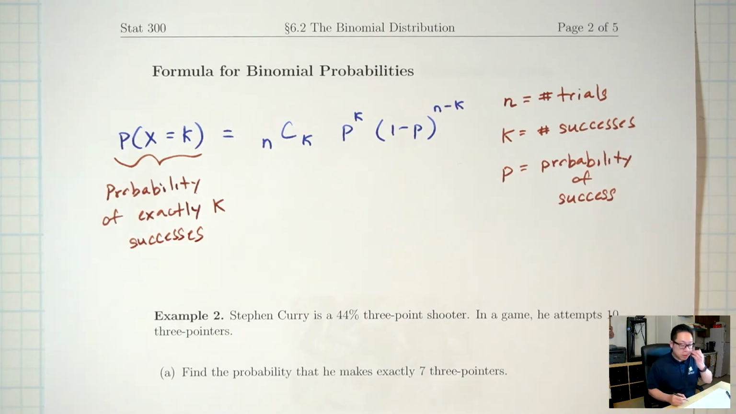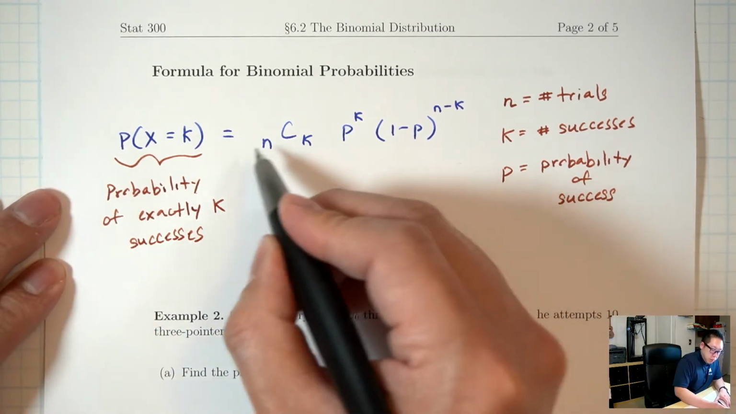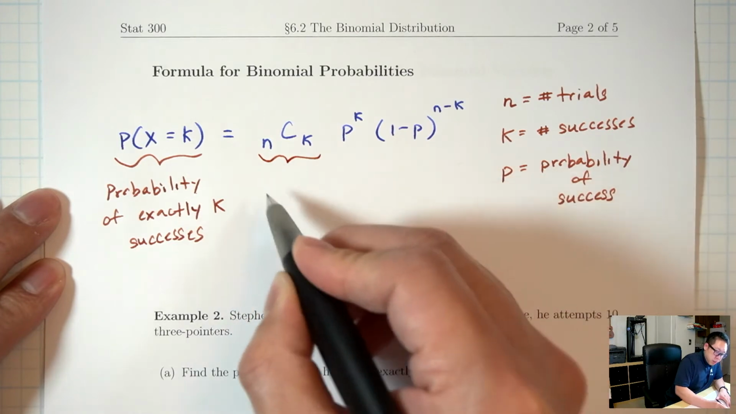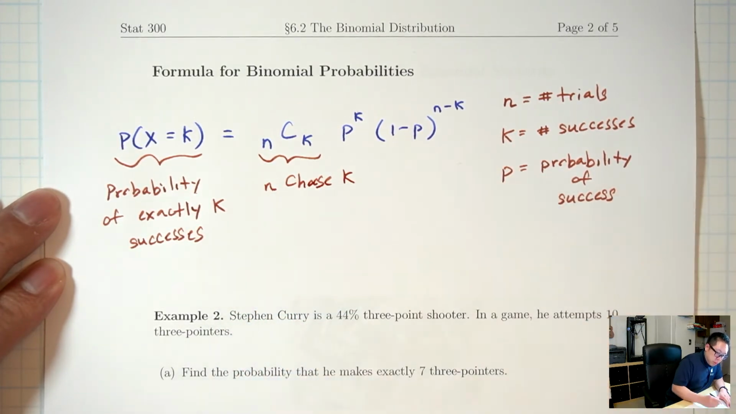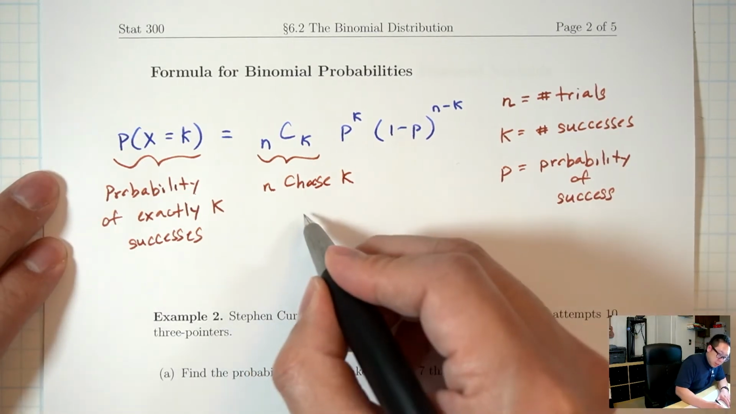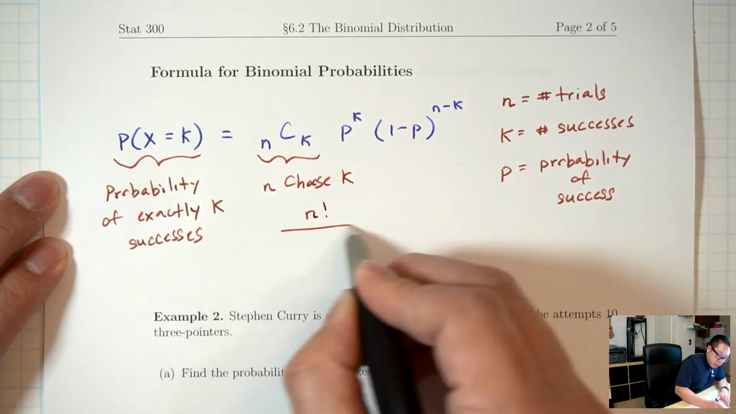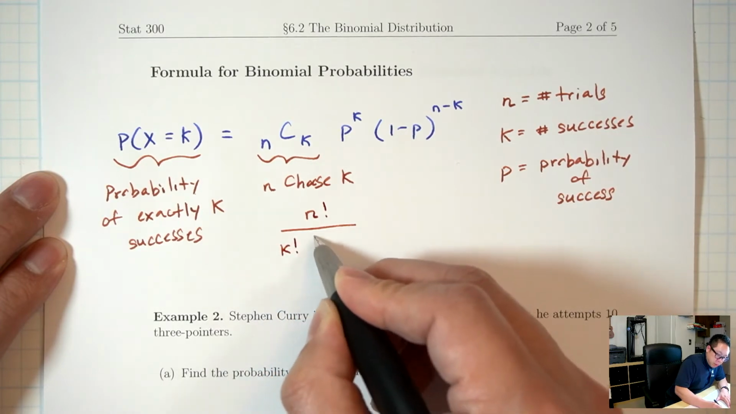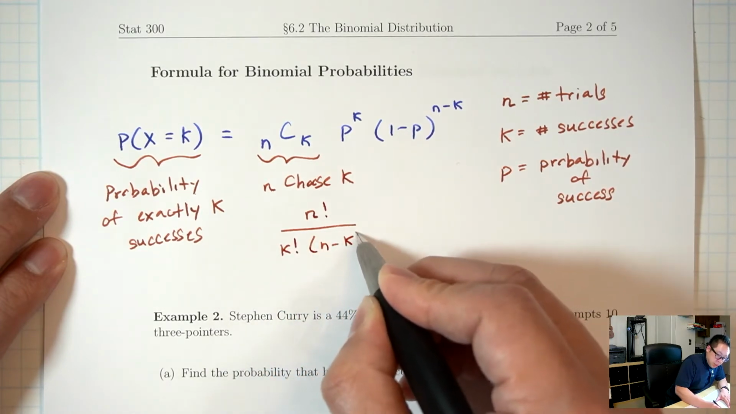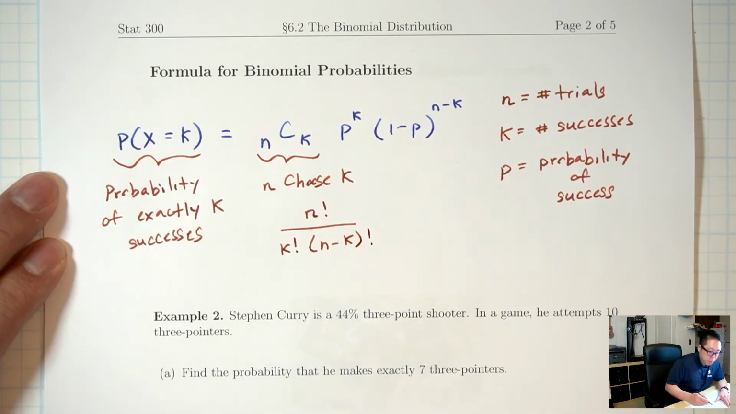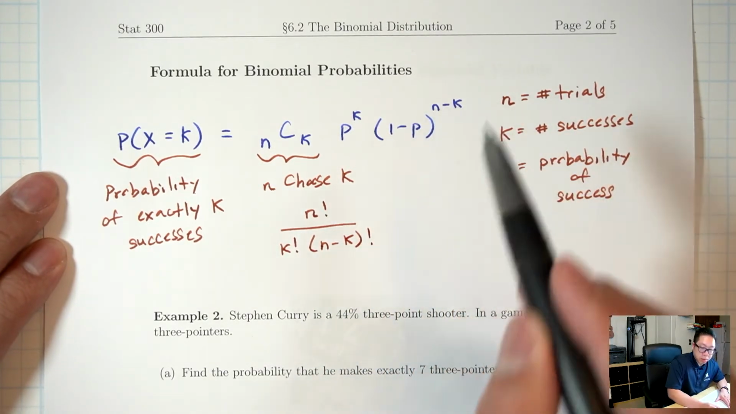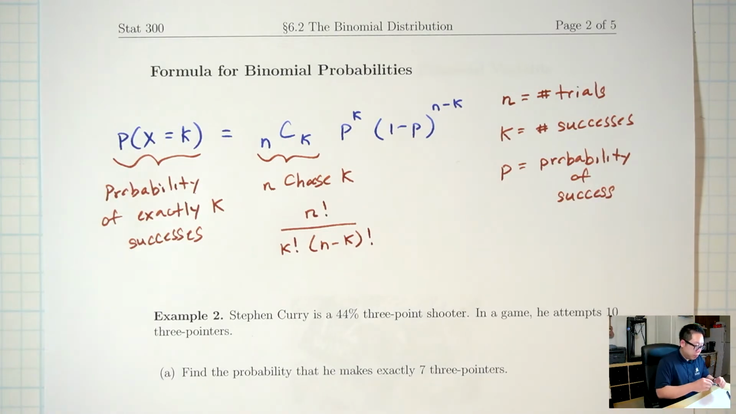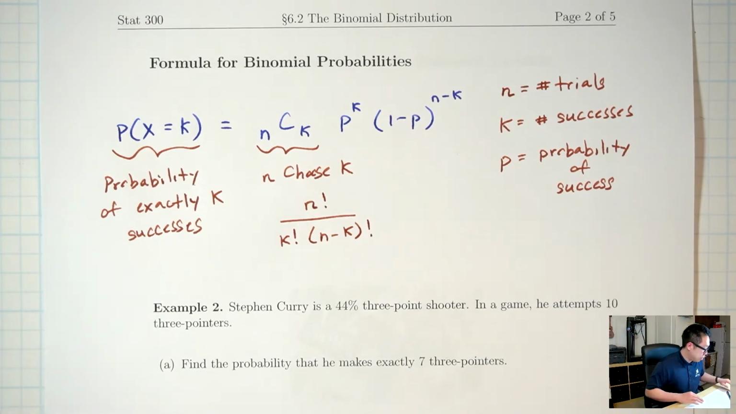And then the way you compute it is nCk. The way you read nCk is "n choose k." And then there's a formula for n choose k: n factorial over k factorial times n minus k factorial. P we talked about already. K we talked about. 1 minus P. N we talked about already. Okay, so I lied. This is not a nice formula at all. But we're going to use it one time for example 2. So one time for the culture.